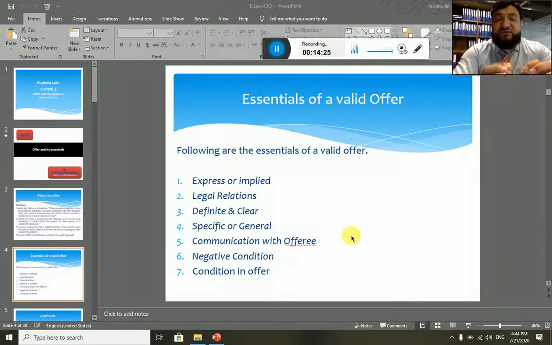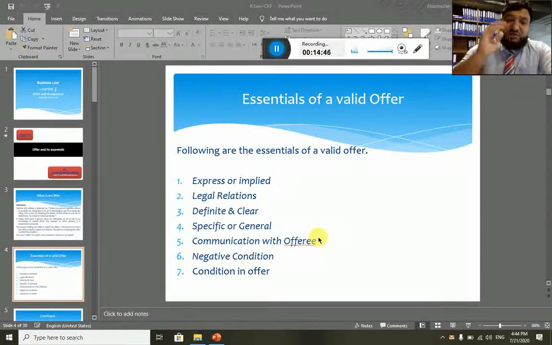If the offer is specific, only that specific individual or group of individuals can accept. Anyone from the group of individuals can accept. If it is general, it could be accepted by anyone from the audience, right? So your audience should be clear from the beginning, whether this offer is for general people or specific to one individual or a group of individuals.